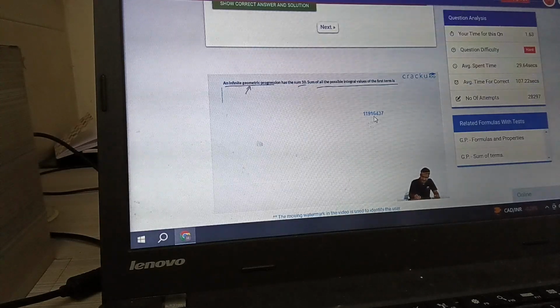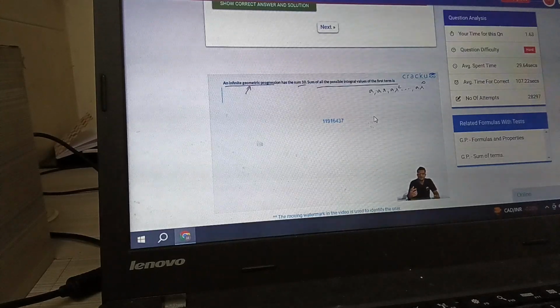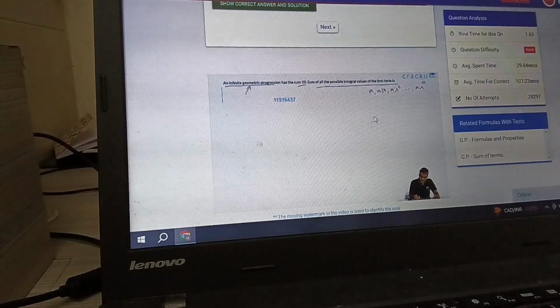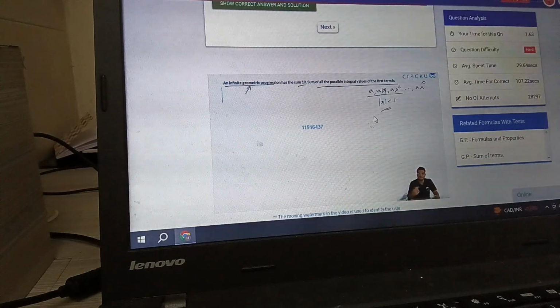It means that a geometric progression is of the form a, ar, ar squared, and so on, up to ar to the power infinity. Basically there are infinite such terms. Now an infinite geometric progression is defined only if the modulus of r is less than 1. So the absolute value of the terms is decreasing, and for those kinds of geometric progressions we have the sum possible.